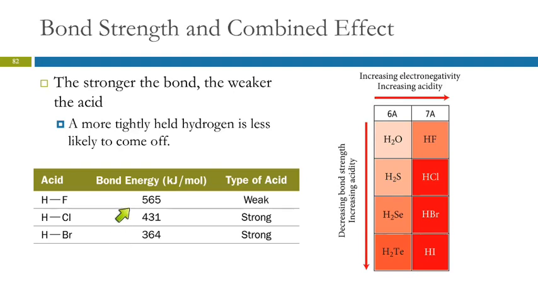We actually have numbers for the bond energy: 565, 431, 364. So that's why HF is a weak acid. We also see this occurring here, that we have decreasing bond strength going down this group, and we see increasing acidity. So H2O acts as an acid, but it's definitely a very weak acid, right? And H2S is stronger, H2Se is stronger, and H2Te is even stronger, as it goes down. Any questions?